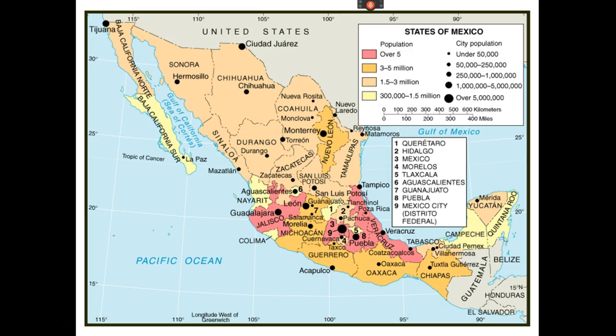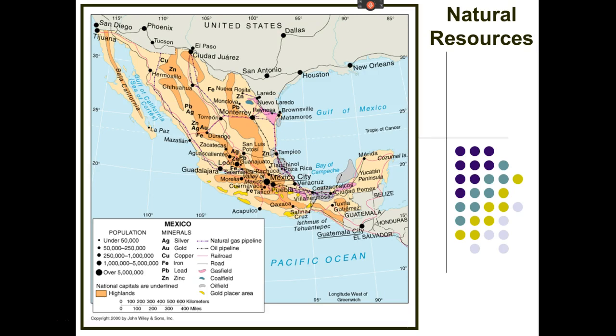This shows the population of Mexico. You can see the red areas, the higher populated areas centered around Mexico City, and considerably less population in the north. This is very arid and mountainous in many cases, which limits the amount of population. Again, abundant resources. You see the various mining and minerals that are available, and you can see various oil and gas resources, with infrastructure that's supporting the extraction of these resources.